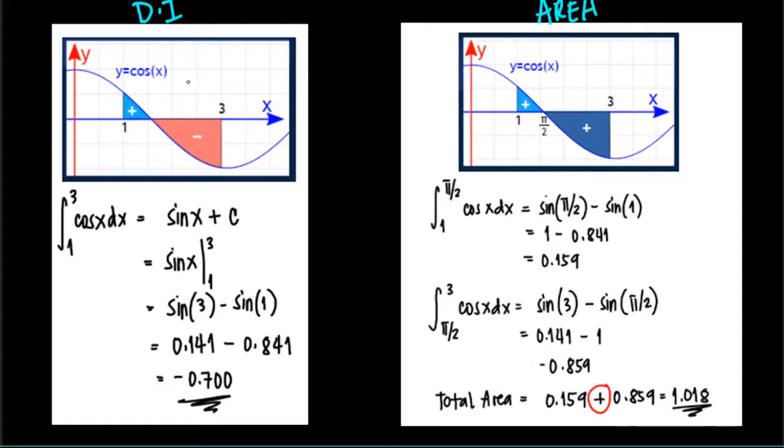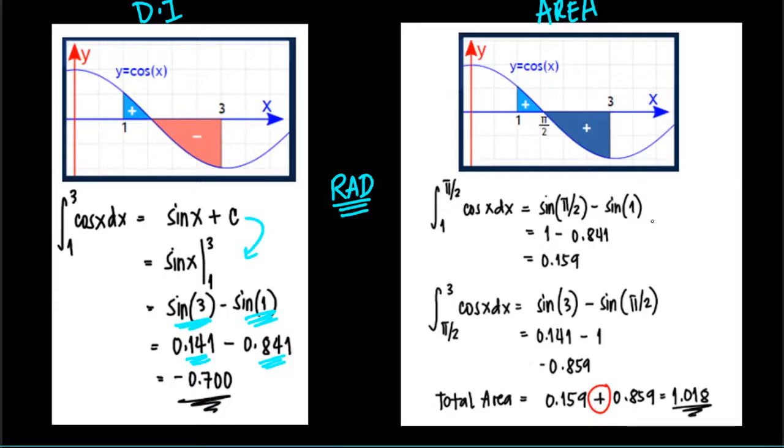As you can see, with the definite integral from 1 to 3, we get the indefinite integral, which is sine x, and then upper, sine 3, minus lower. Oh, I forgot. Your calculator should be in radians. Your setting should be rad. You cannot use degrees in this case. And then we have sine 3 minus sine 1, so 0.141 minus 0.841, and the definite integral is negative 0.7.